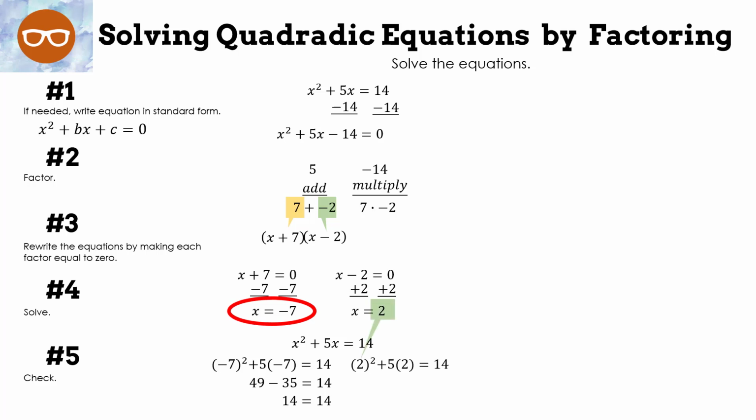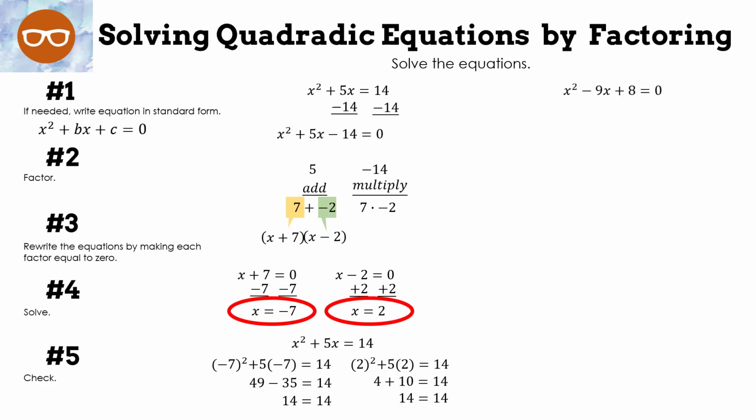So once again, I'm going to put 2 in for all of my x's. And when I simplify, 14 equals 14. And oh my goodness, look at that. x equals 2 is also a solution to this equation. Let's look at the process one more time.